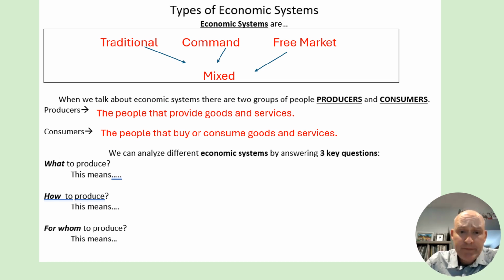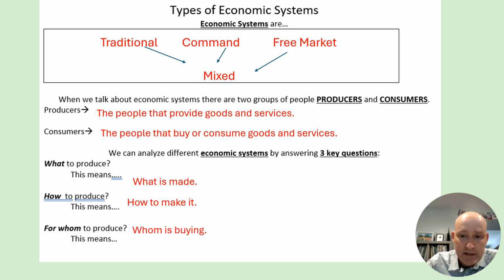So we can analyze different economies by answering 3 questions about what to produce. So what is made, how to produce it, how to make it, and for whom to produce, or who is buying it. Okay, so those are the 3 key questions. Okay, we always ask, because if there's a disruption in any of these questions and it's not being met, then we see problems with our economy.